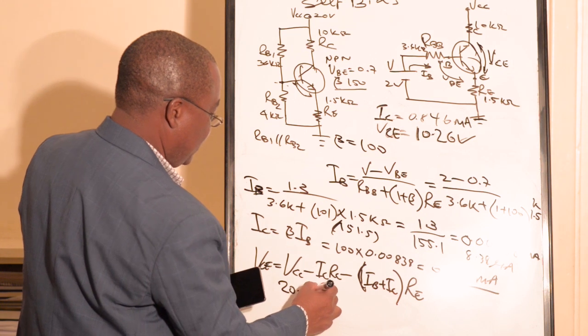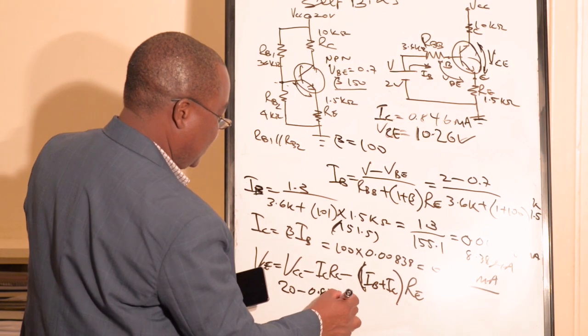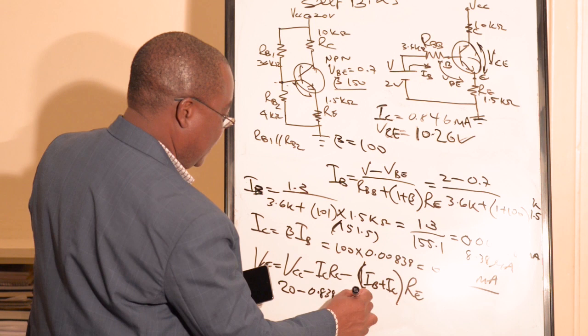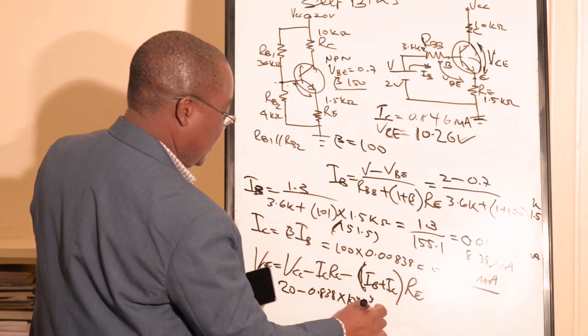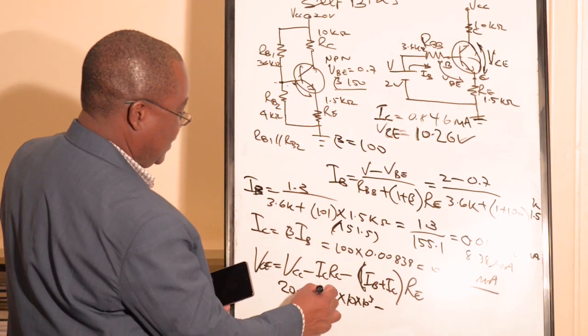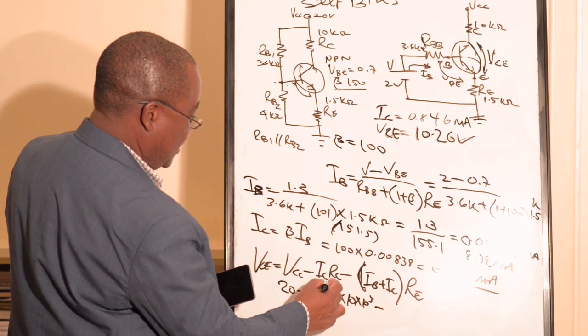Our IC is 0.838 times our RC, which is 10 kilo ohms, minus, and this is a milliampere. So this is 10 minus 3 here.